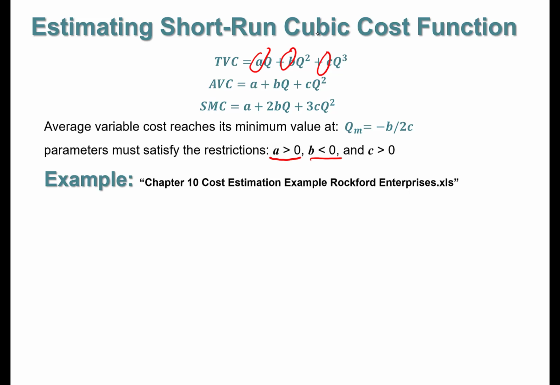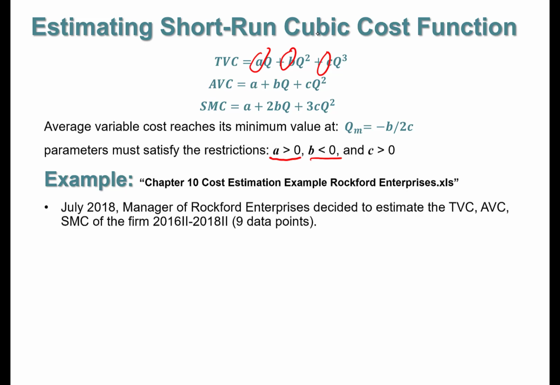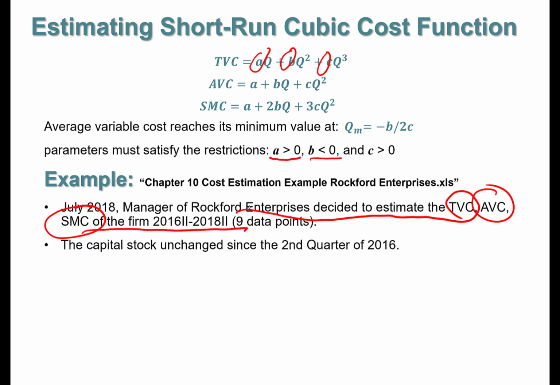So we're going to study this case. It's an Excel file. I posted it online. Chapter 10, cost estimation example, Rockford Enterprises. Okay, in July 2018, manager of Rockford Enterprises decided to estimate total variable cost, average variable cost, and marginal cost of the firm between 2016 second quarter and 2018 second quarter. So that's 9 data points.